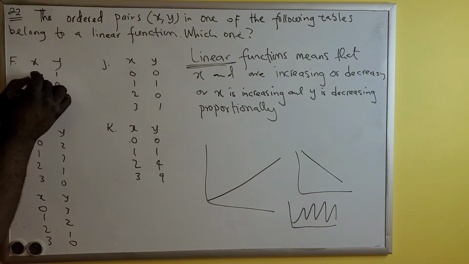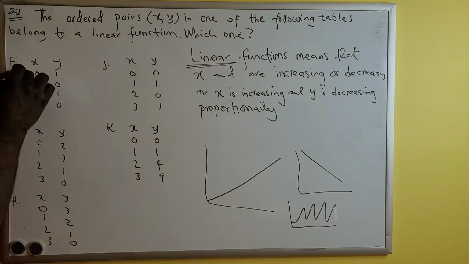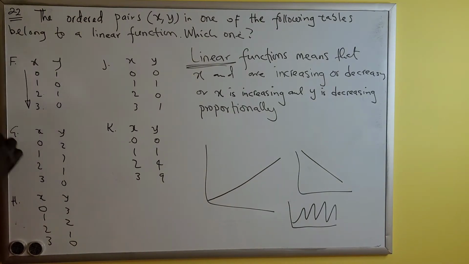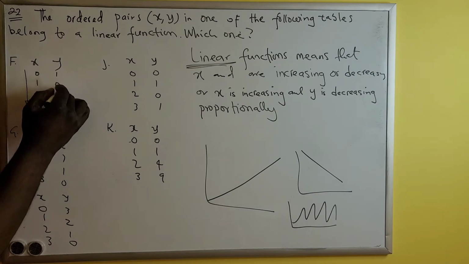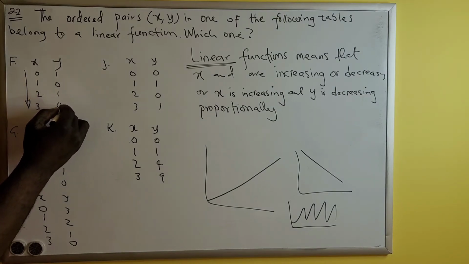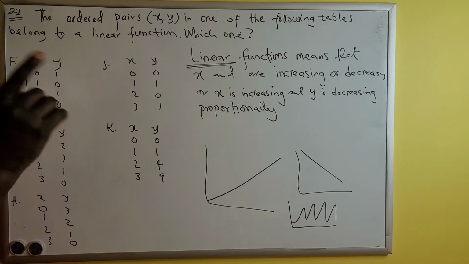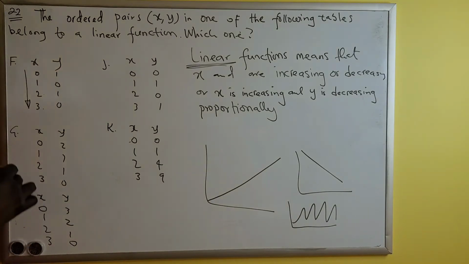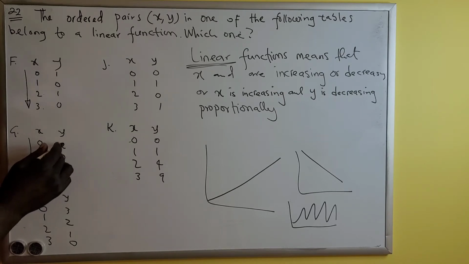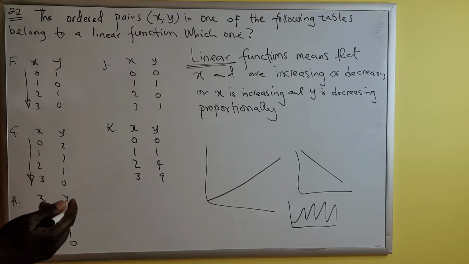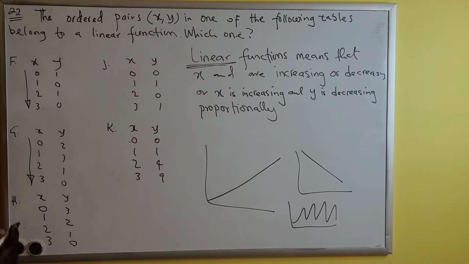So you see, x is 0, 1, 2, 3, which is kind of linear. But here you have 1, and it went to 0, and it went to 1, and it went to 0. It is not proportional in relation to x, right? Next one, x is going 0, 1, 2, 3, which is linear. But y is going 2, 1, 1, 0. It's not proportional. The next one is J. You have x going 0, 1, 2, 3, which is linear, and y going 3, 2, 1, 0, which is also linear.